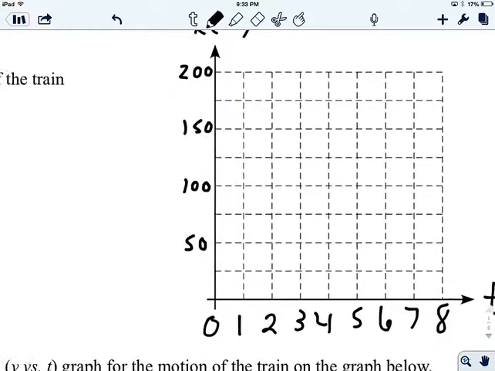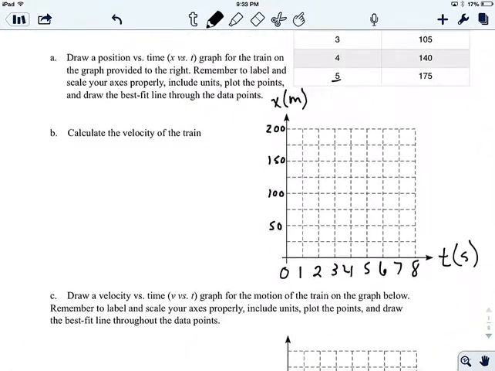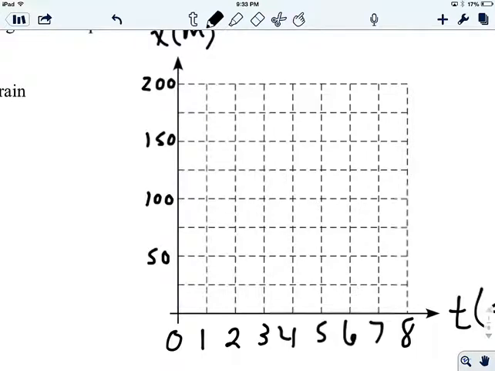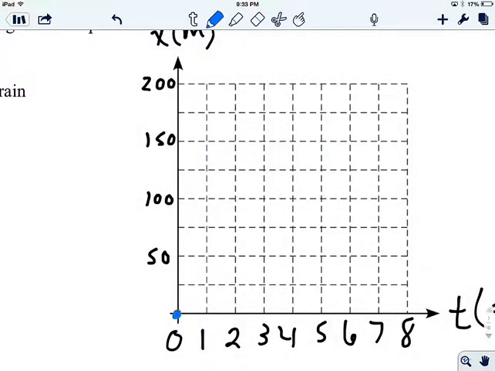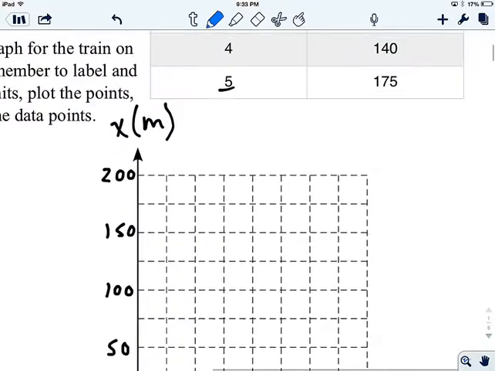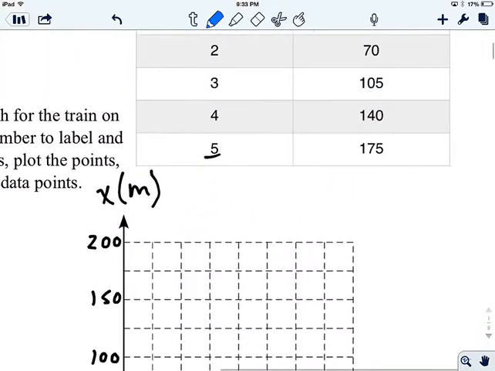All right, now let's go ahead and draw some data in. I know that we start off at 0, 0. All right, cool. Let's put a dot there. I'm going to use a different color. How about blue? 0, 0. Now 1 and 35. Okay, so 1 is here, and I think 35 is going to be somewhere right about there. Okay, 135.